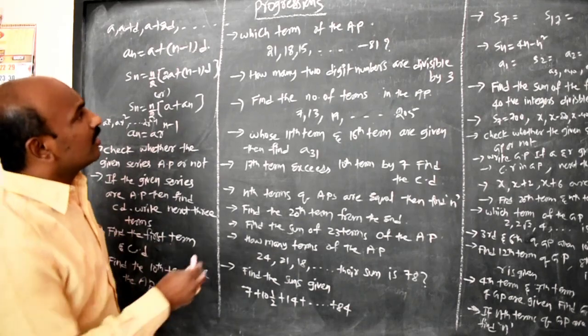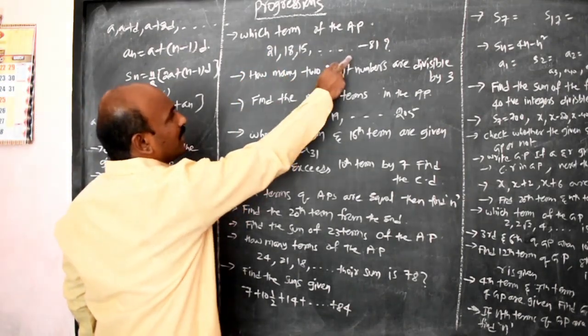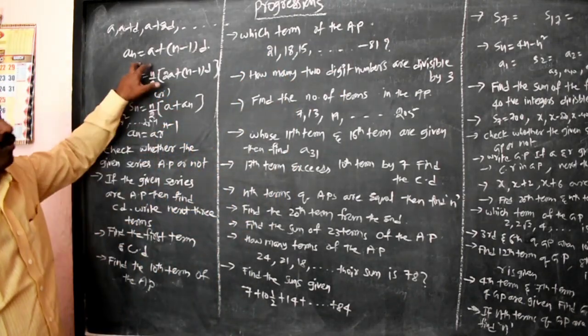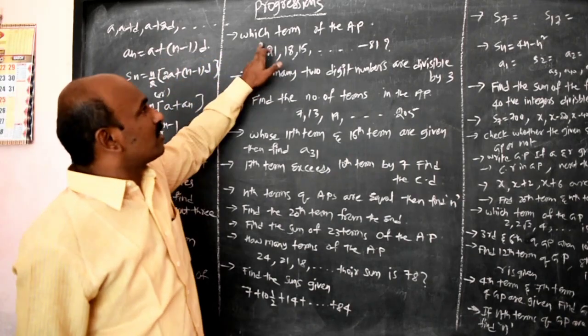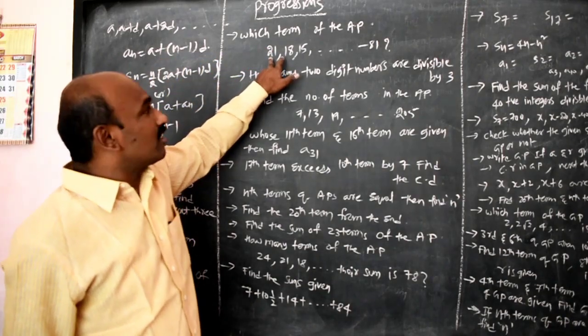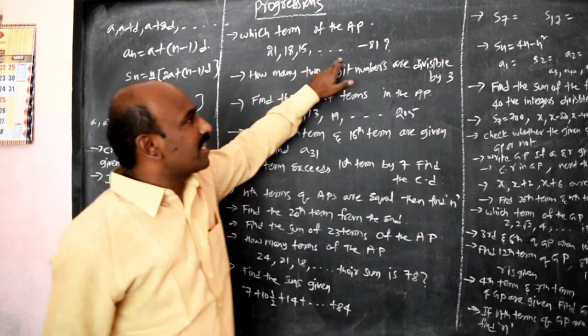After that, which term of the AP is minus 81? Here, if you know the nth term, we can use the formula. 21 is the first term, 18 is the second term, 15, and so on up to minus 81.